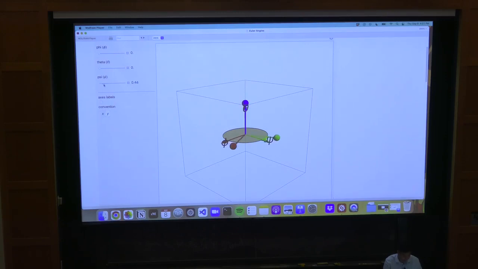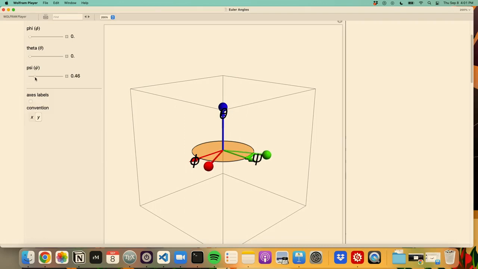So we have two frames. Right now they're both aligned, so you cannot tell the difference. One of the frames, the inertial one, is the one that's going to be labeled with the little arrows as the pointers. The body frame, the one that's attached to the body of the drone, has little spheres at the end. And the X, Y, and Z directions are just labeled with the different colors.